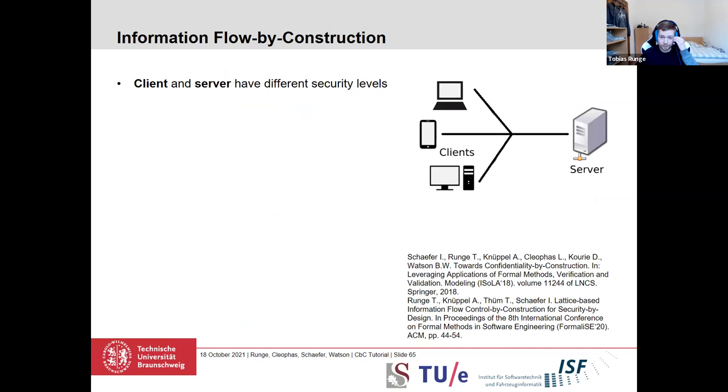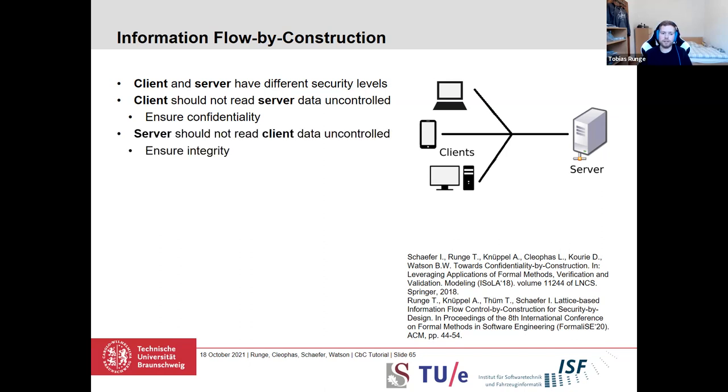Let me give a quick example. We have, for example, a client-server situation, and the client and the server have different security levels. For example, the data on the server is more confidential than on the client. For confidentiality, we want to ensure that the client should not read the data of the server uncontrolled. Maybe there are passwords or other things that the client should not read. If we ensure that, we ensure confidentiality. In the other case, the server should not read client data uncontrolled, because that can influence the integrity of the system. A client can have some malicious software that should not be read or executed by the server. So we have these two important properties, confidentiality and integrity, and we can ensure them by checking the information flow.